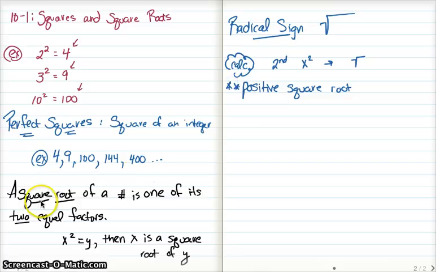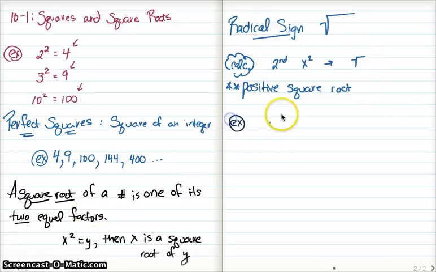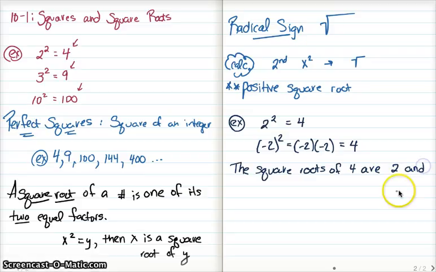So you might be saying, well, what do you mean? Well, let's go back to this. A square root of a number is one of its 2 equal factors. If I wanted to square 2, I would get 4. But what other number could I square and also get 4? Well, it turns out negative 2 is that number, because negative 2 times negative 2 gives me a positive 4. So I can say the square roots of 4 are 2 and negative 2.